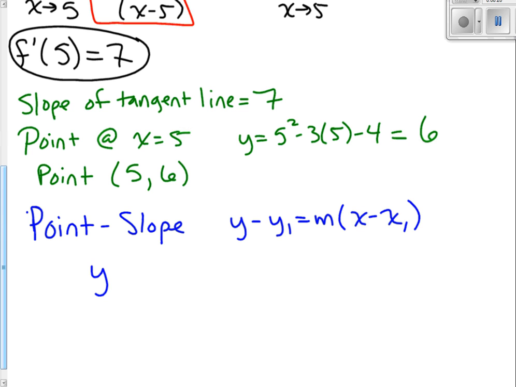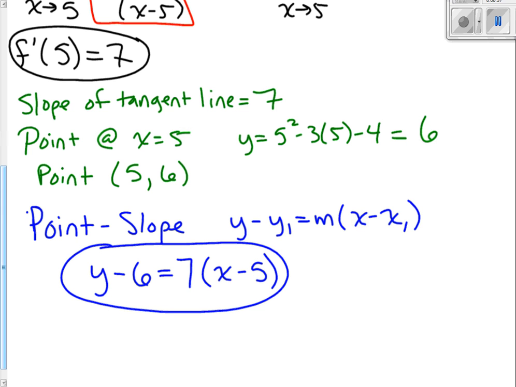So we have y minus y1, in this case 6, equals m, which was the slope of our tangent line, 7, times x minus our x value, which was 5. I want you to leave it like this. Less chance for error. You can, if you want, put it in y equals mx plus b form, which is y equals 7x minus 29, but there's no need to do that. So, moving on.